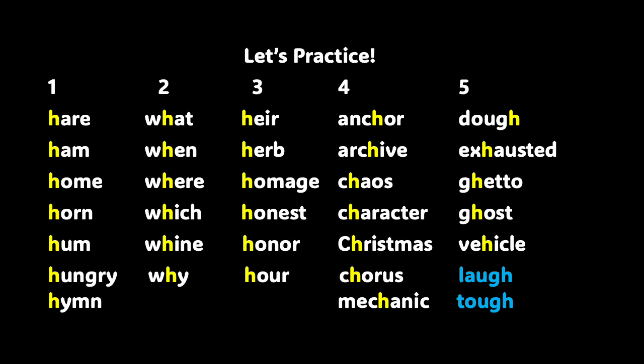Now we have some words where the H is silent followed by the C. We have anchor, archive, chaos, character, Christmas, chorus, and mechanic. You hear the hard C sound, which sounds also like a K, but the H is silent. Now, in column 5, we have words where the H is silent, and then we have the GH, where you pronounce it like an F. Repeat these words after me.